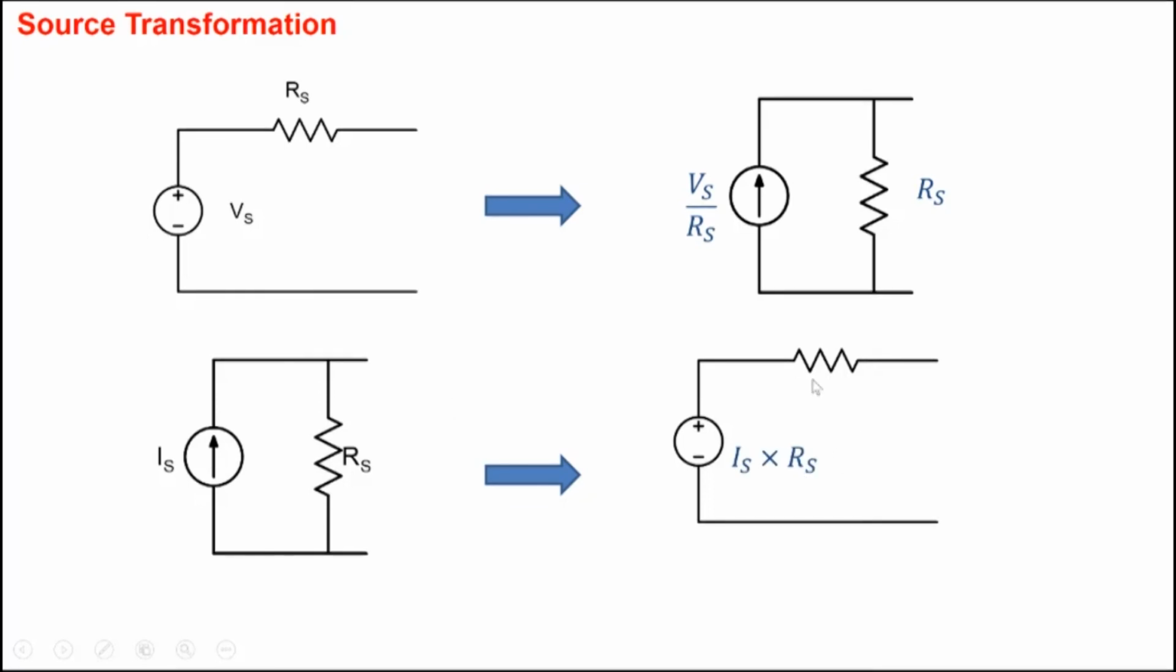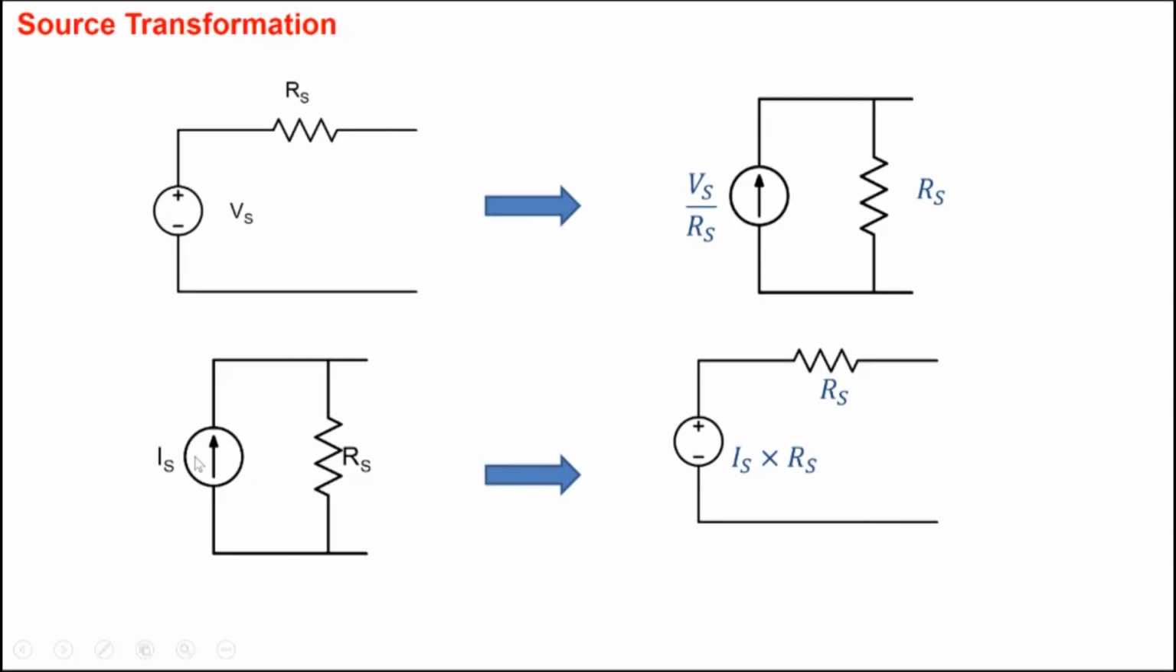What is the Thevenin's resistance? Thevenin's resistance is the resistance between these two after you've removed the independent sources. So removing the independent sources means putting them equal to 0. So when you put Is equal to 0, this becomes open circuit. So looking from here, all you see is Rs here.